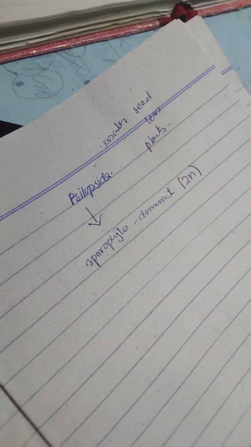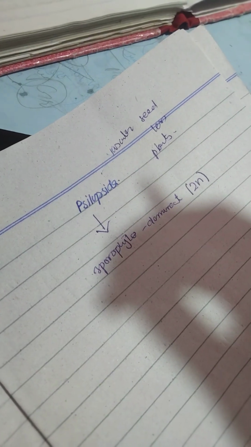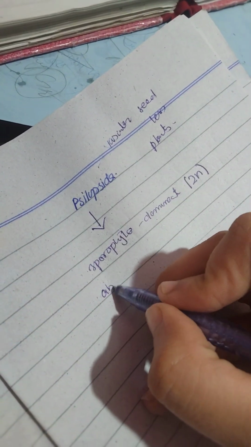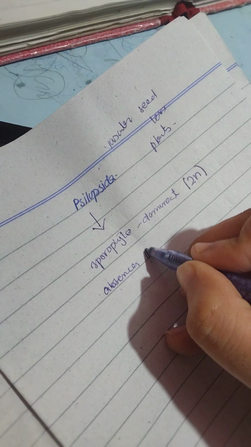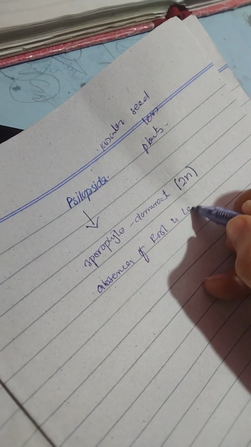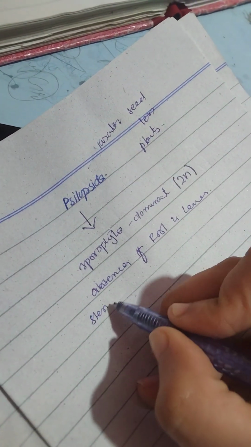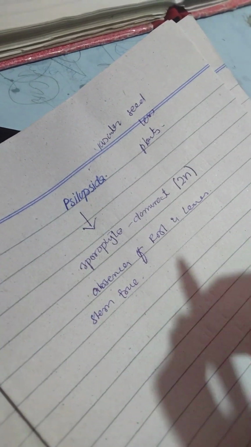It is diploid. Moreover, the leaves and the roots are basically absent. There are no true roots and leaves, but there is a true stem, right? Now let's talk about the structure. If we talk about the structure, it is something like this.